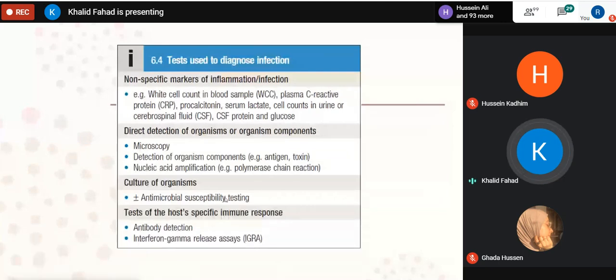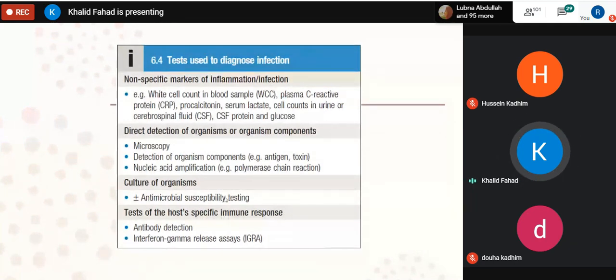So these are the general, non-specific markers of infection or inflammation in a patient whom you suspect to have an infectious disease. For example, the white cell count is usually elevated in many infections: neutrophil leukocytosis. Plasma C-reactive protein, which is mediated by interleukin 1. Interleukin 1 will raise the C-reactive protein that is synthesized in the liver, and also procalcitonin. Serum lactate. Cell counts in the urine or cerebrospinal fluid.